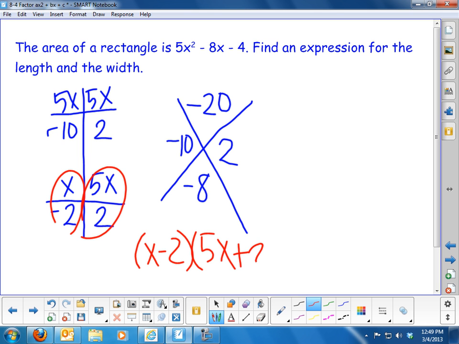Now, we don't know which one is the length and which one is the width here because they didn't give us that sort of information, but I know that one of them is the length and the other is the width. So that's what we know from that problem because they multiply together to give us the area.